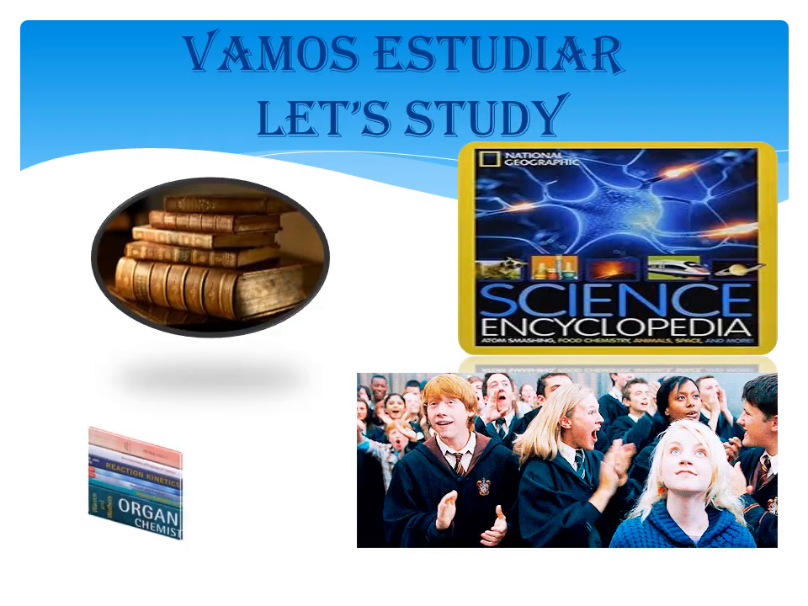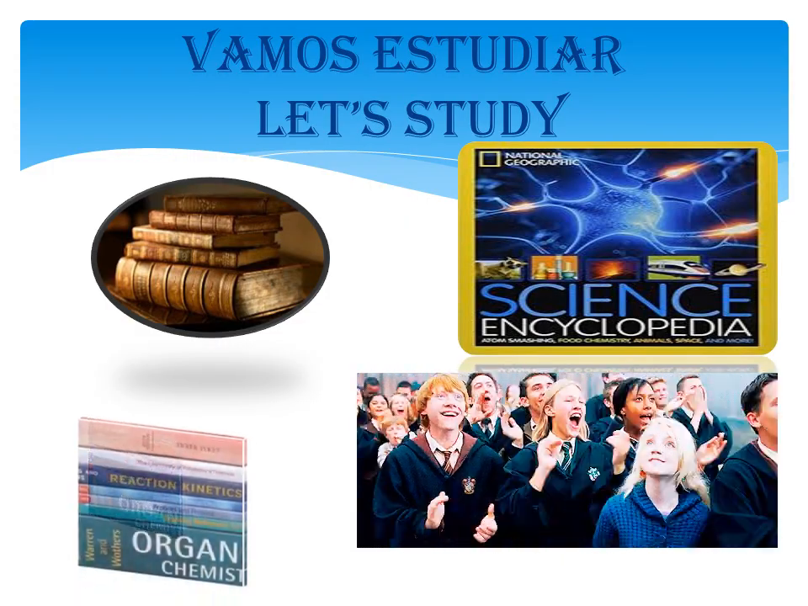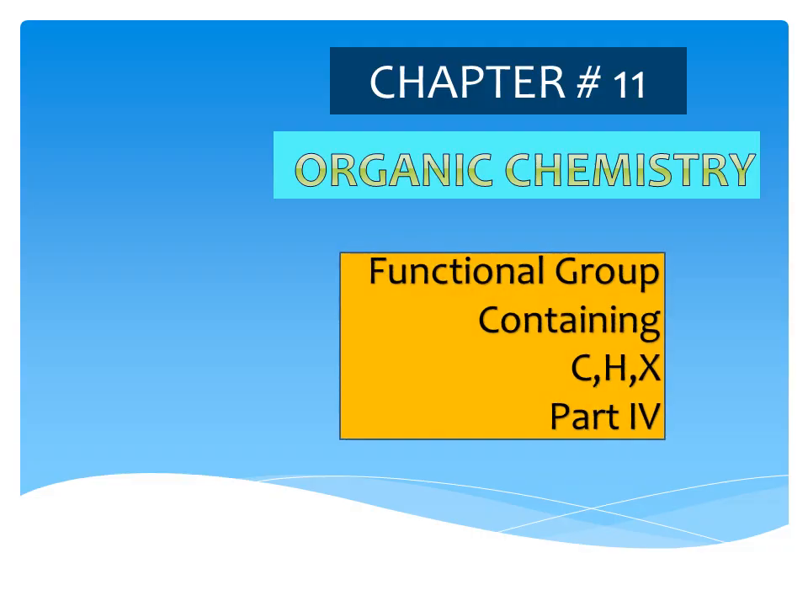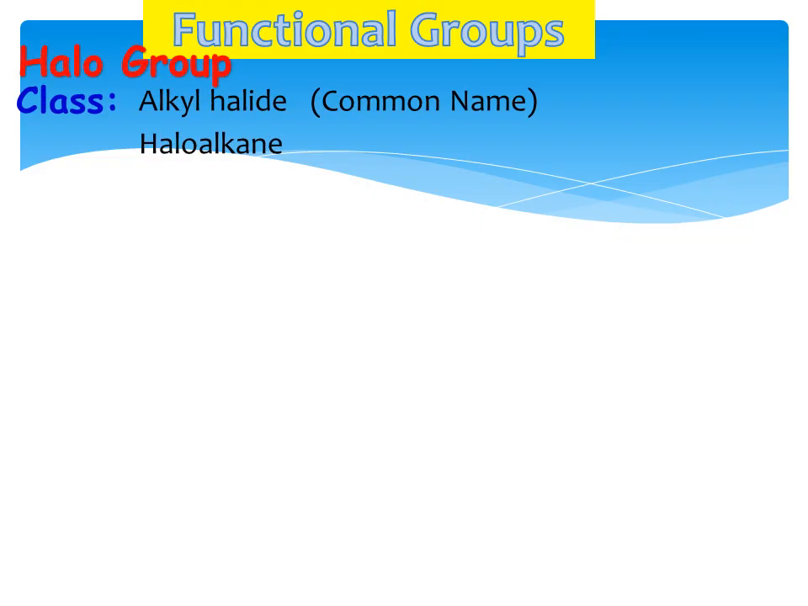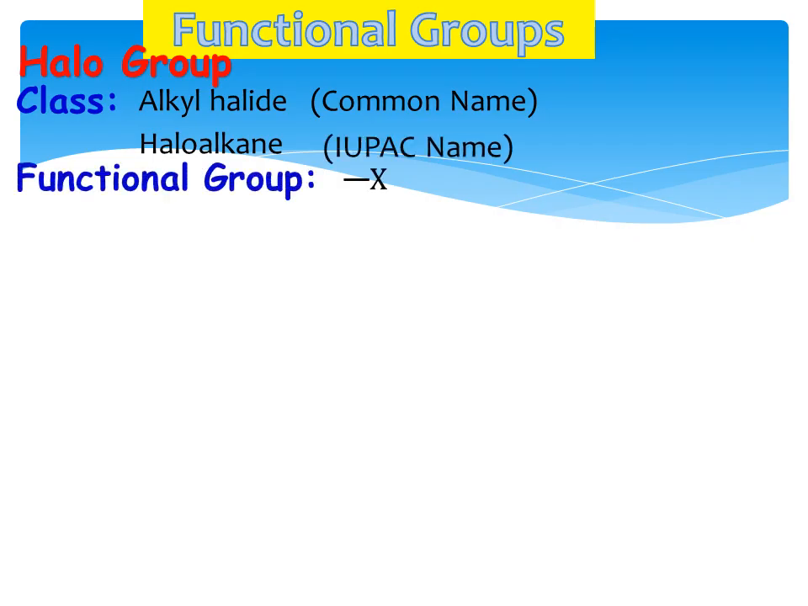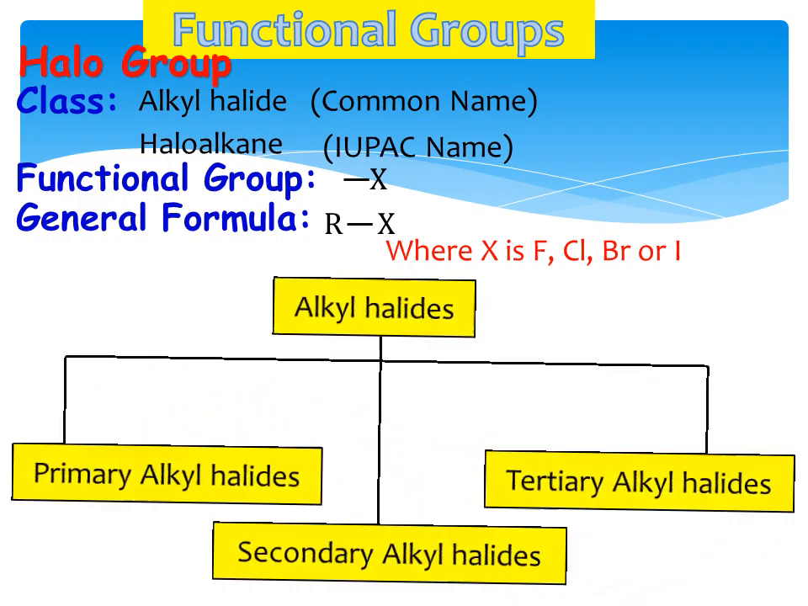Let's study. Now today we are discussing the fourth part of the functional groups, which contains carbon, hydrogen along with X, and that specific group is the halo group. The class is alkyl halides commonly, and when you go for its IUPAC name, it's called haloalkane. The functional group is X. X may be fluorine, chlorine, bromine, and so on, along with the valency.